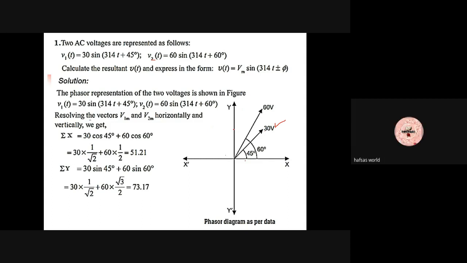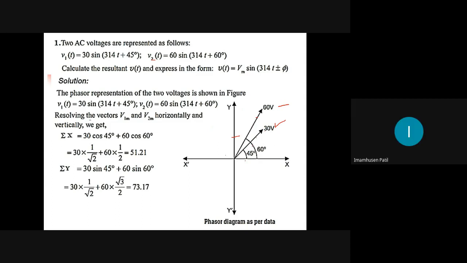30 sine 60, 30 sine 45. 30 sine 45 is the vertical component. What about this second V2? What is its horizontal component? 60 cos 45 degree. No.